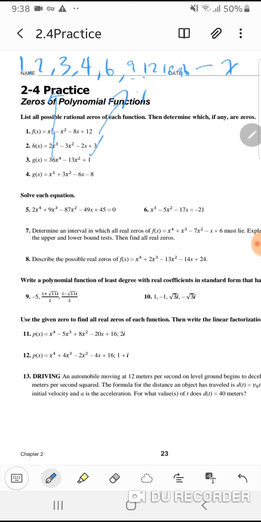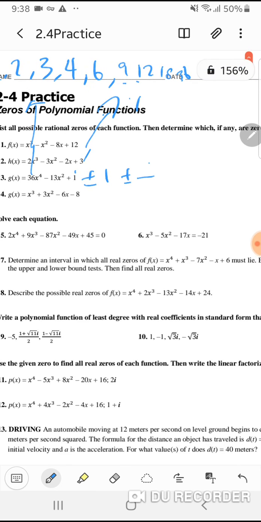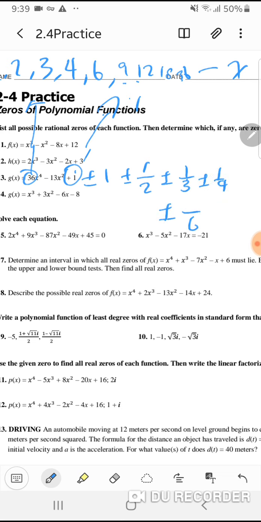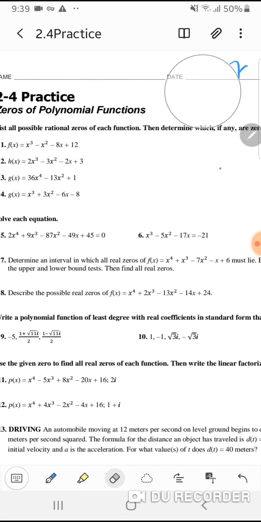So what we have to do is plus minus 1. Plus minus 1 over 2. Wait, am I right? Yeah. Y over x. That, and that, and that, and that. I don't know if you can see it, but you know what I mean, because they're all numbers, and you just have to put the plus minus sign. Just don't forget that.